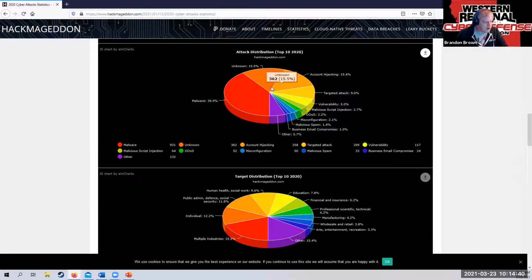What is really fascinating is they have 15.5% that is unclassified, unknown. Right. Hence where if they were to go in and actually do an analysis of the attack, they might find out that it's one of these other areas. Typically either a targeted attack or a malware attack.